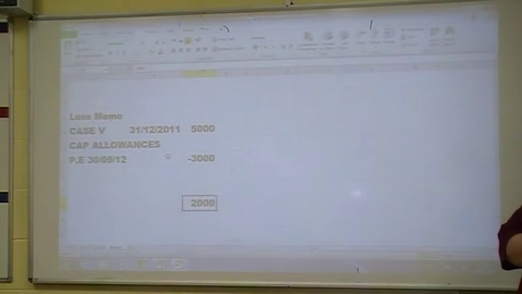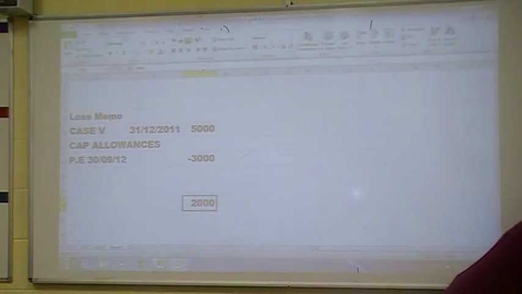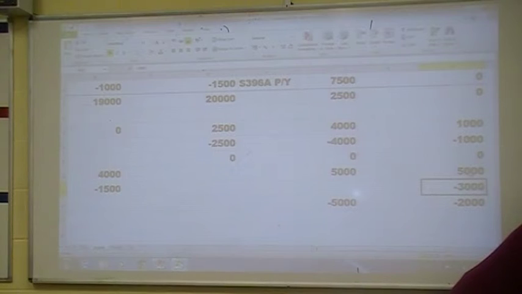What did you do there now? You took the Case 5 from 2012, which is 5,000. Took the 2,000 off, so there's 3,000 there. Yeah, so it was 5,000 worth of Case 5, but you got the 2,000 capital allowances, and then there's 5,000 coming forward from the year before worth of Case 5 capital allowances. So I'm taking 3 of that off it now.